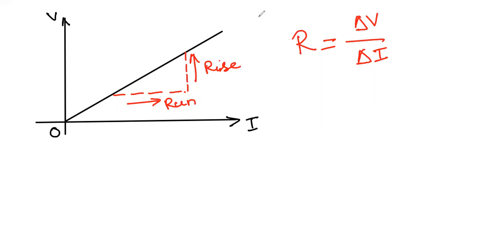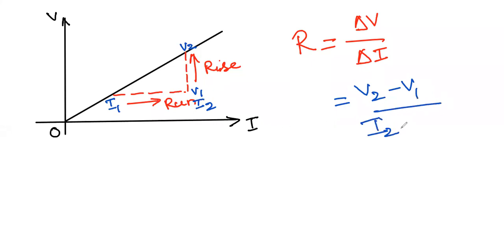In other words, I can write this as V1 and this is V2. And here it will be I1, I2. So delta V is nothing but V2 minus V1. This length we need, isn't it? Divided by I2 minus I1. This will be the resistance R. And always remember the unit of current is amps. Unit of voltage is volts.